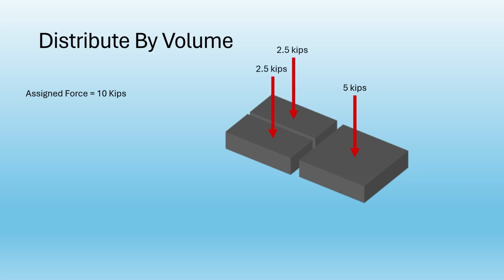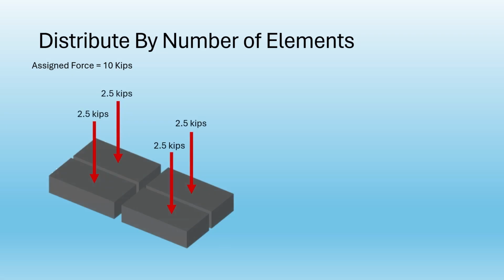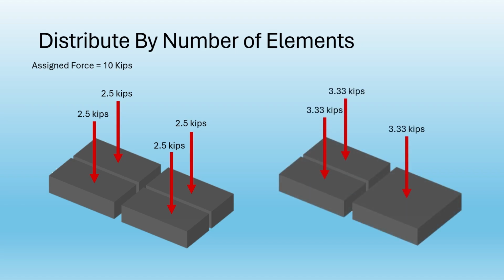On the other hand, distribute by number of elements will divide the force equally between all elements no matter their size. In the first case, with 4 equal-sized elements, every element will get assigned 2.5 kips, whereas in the second example, every element will get assigned 3.33 kips despite the size difference.